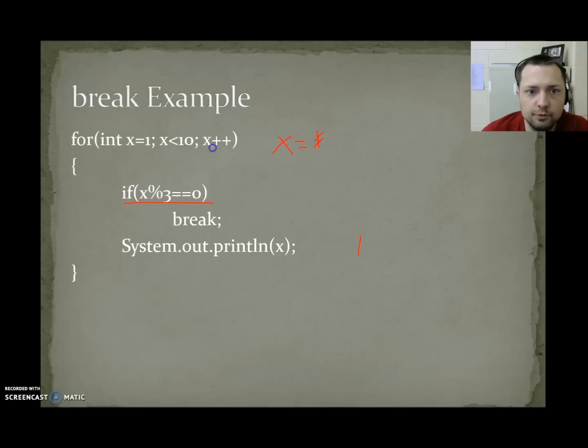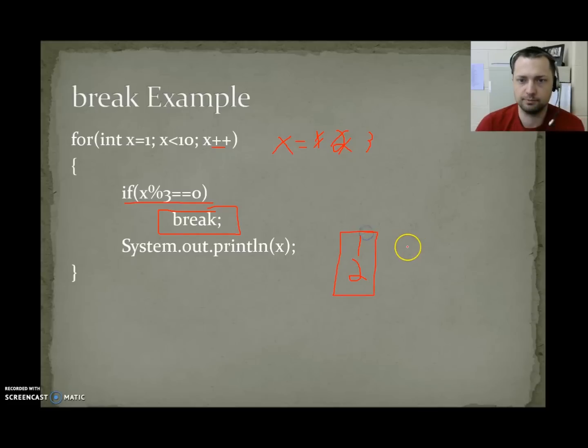X goes to a 2 because of the x plus plus. 2 less than 10? Yes. Can 2 perfectly be divided by 3? No. So we print 2. X goes to a 3. Is 3 less than 10? Yes. Can 3 perfectly divide 3? Yes. Break. Leave the loop and do not run it again. So our output here is 1, then 2.